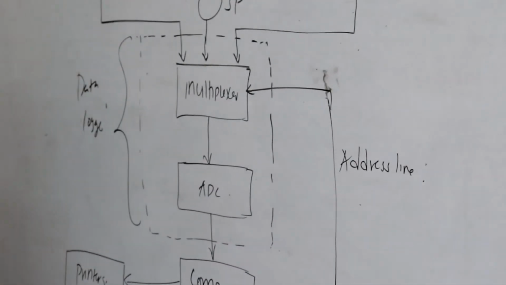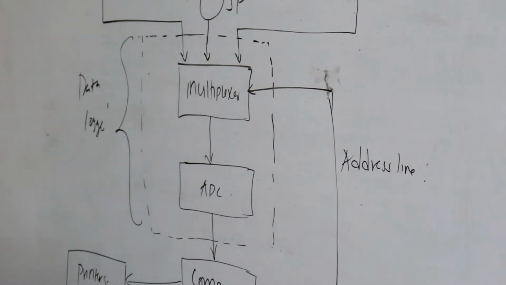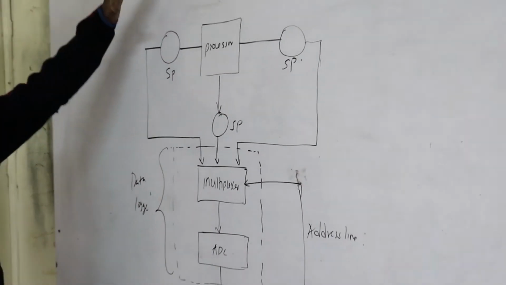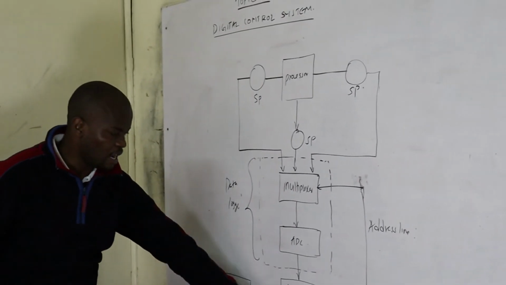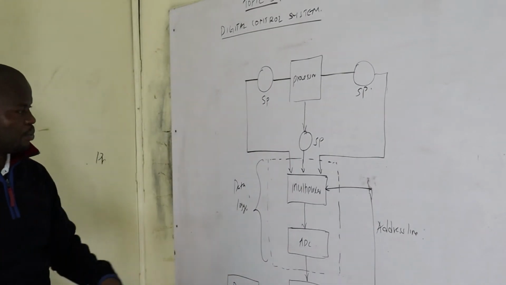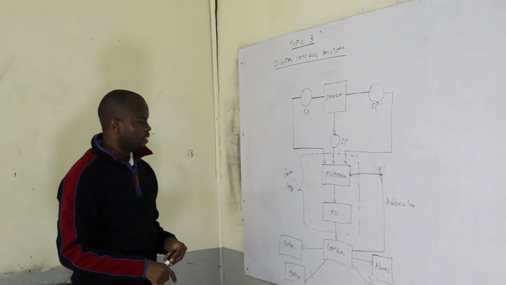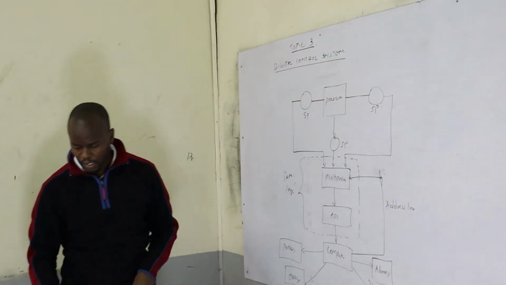That is the address line. So that is how we can see. You can see that the uppermost part is the real world. Down there is the computer or the digital computer world. And then you see that the data logger is in between, so it is linking the two different worlds.